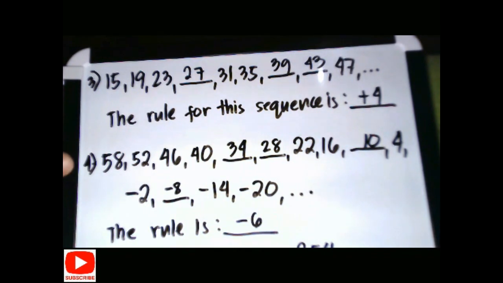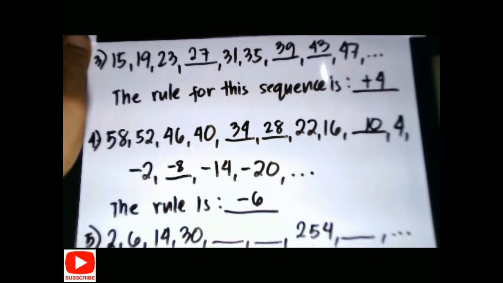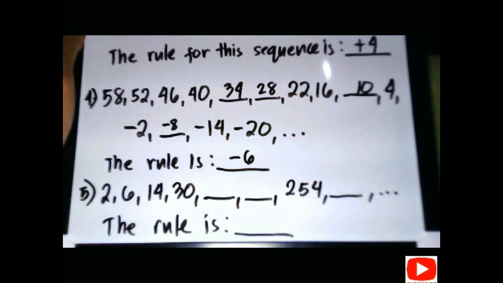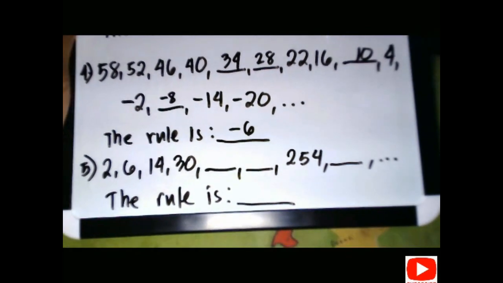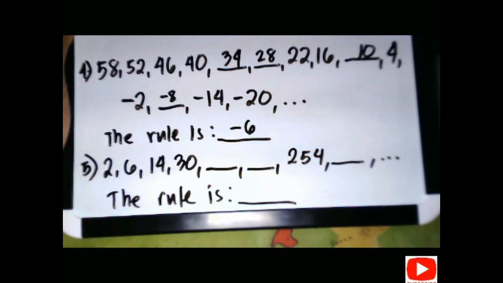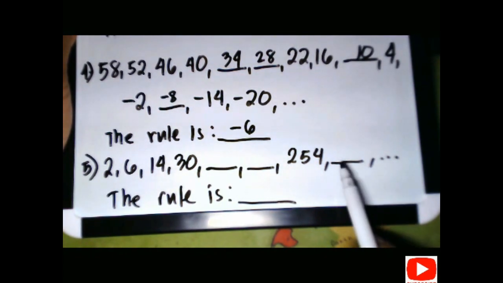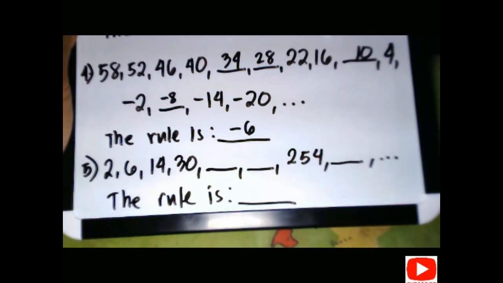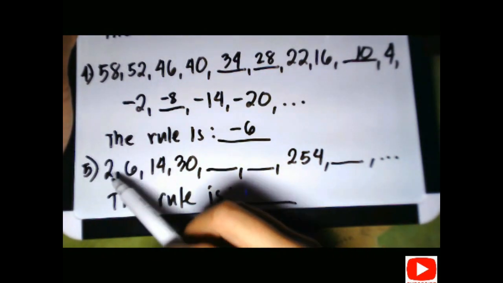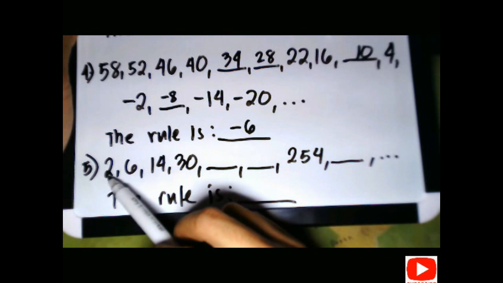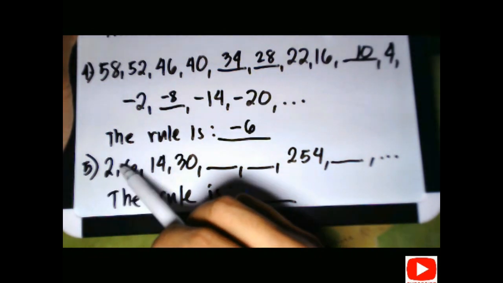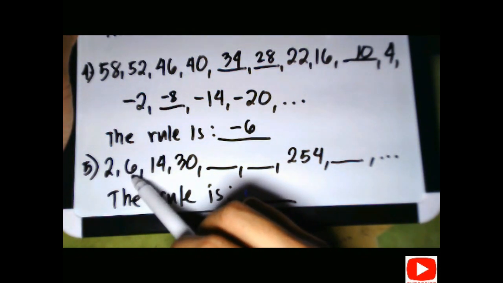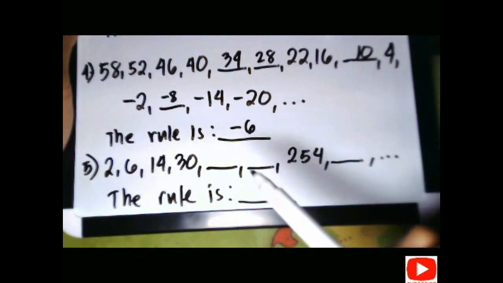Okay, let's try the last one. Number 5. What is the rule for this sequence? 2, 6, 14, 30, blank, blank, 254, blank. Now, let's try to find out the pattern. So when we use addition, does it work? 2 plus 4, that's 6. 6 plus 8. Okay, doesn't work.